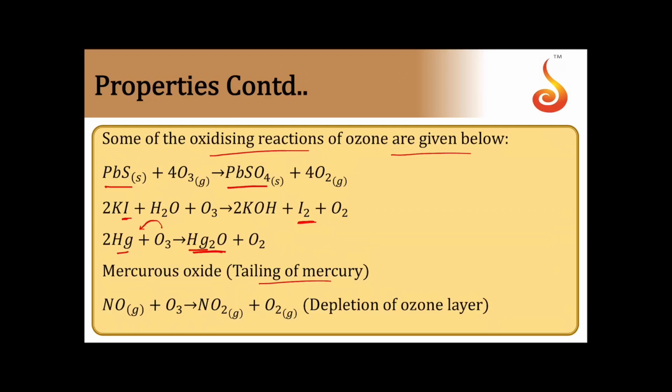And then, regarding depletion of the ozone layer: NO is released by Z planes and directly acts upon the ozone and forms O2, NO2 plus O2. So NO is one of the reasons for the depletion of the ozone layer.